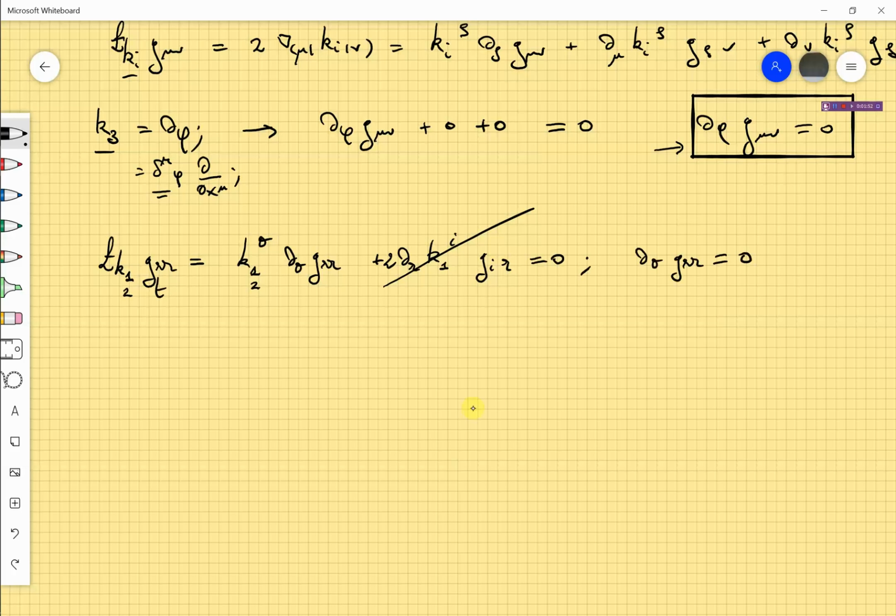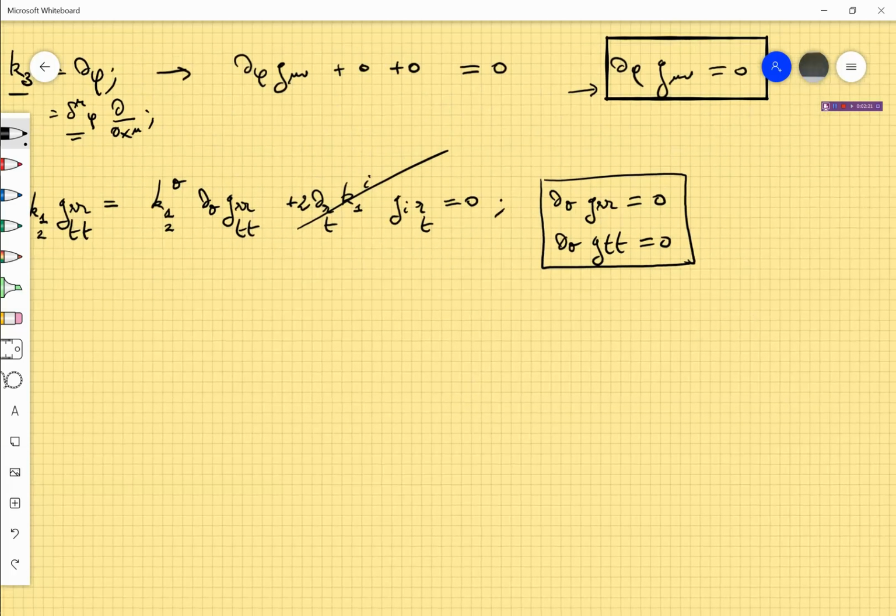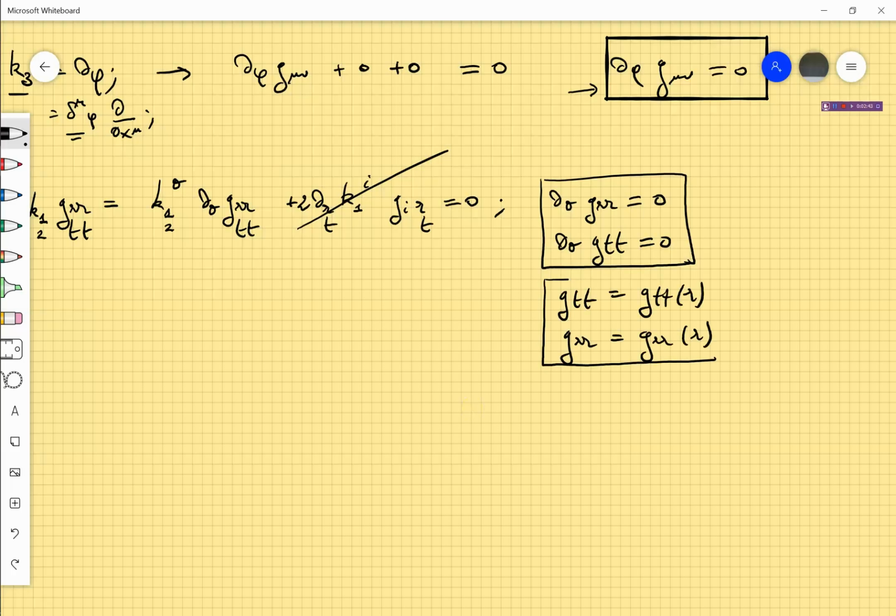If I had considered the component TT, this would be the same, but with R replaced by T. K1 and K2 are time independent, and here I would have GTT, and the conclusion would be entirely analogous, that GTT is also theta independent. This is the immediate conclusion. And now if you add the fact that they are also phi independent and T independent, the only dependence that GRR and GTT can have is R dependence. So GTT is GTT of R and GRR is GRR of R.